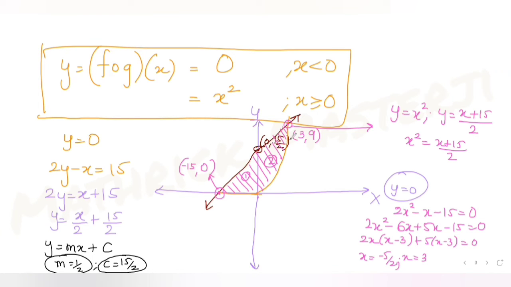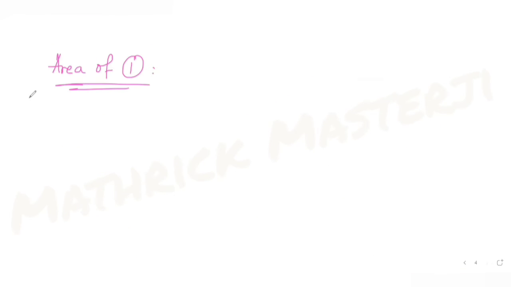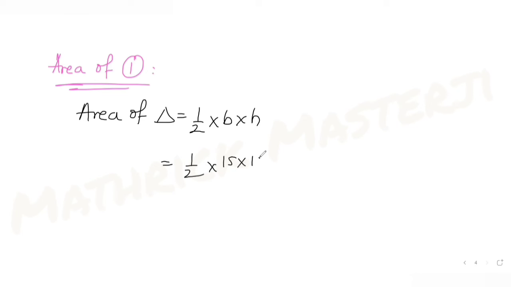Now once I have these two coordinates, I have to figure out the area of this triangle. The area of the triangle is half into base into height, where the base is 15 units and the height is 15 over 2 units. So I get the area of the first region, that is, the area of the triangle, half base height, which is half times 15 times 15 over 2. That gives you 225 over 4.